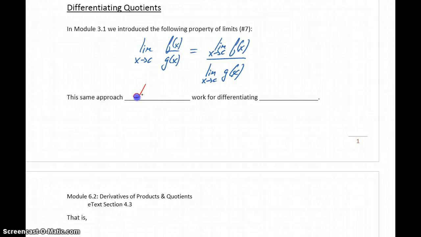So again, we want to be clear that that approach does not work for differentiating the quotient of two functions. Even though it works for taking the limit of the quotient of two functions, when we get to differentiating functions, we can't simply differentiate the function on top and the function on bottom.